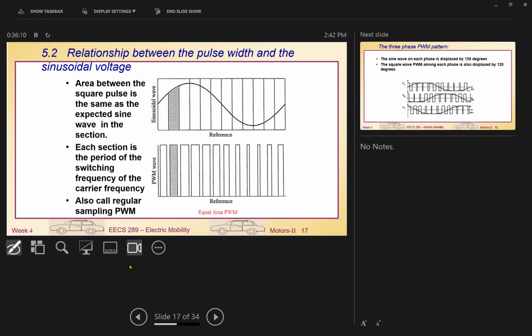So for instance, for the sine wave here, if I want more voltage, we just extend the pulse width to have more voltage. And when we want low voltage, at minus 70 degrees, then we reduce the pulse width to be really small. So basically, that's the so-called pulse width modulation. Then we can do the adjustment.